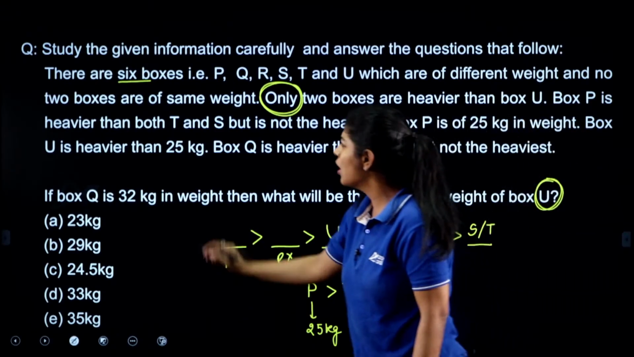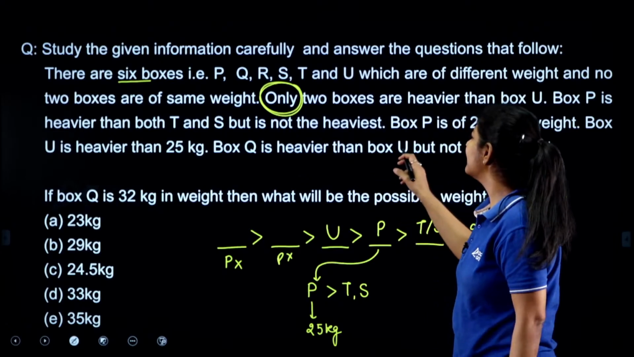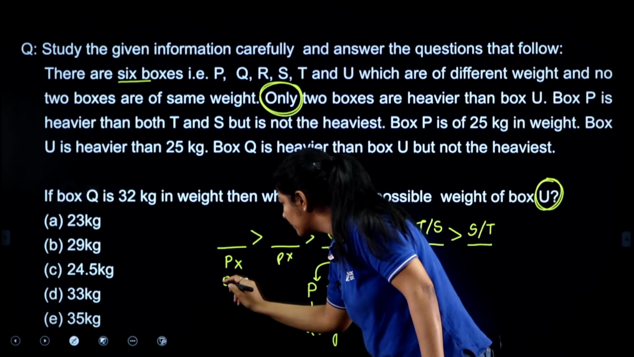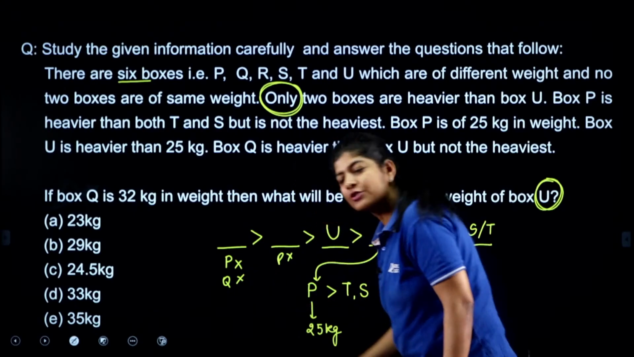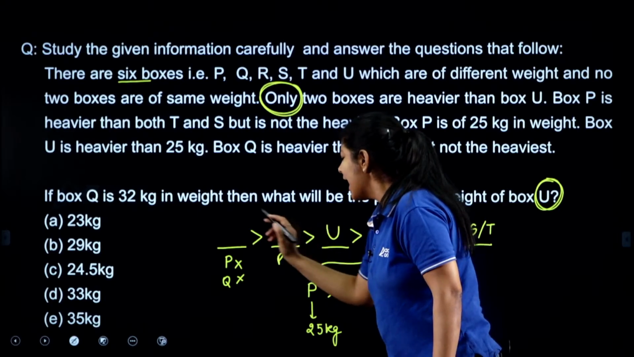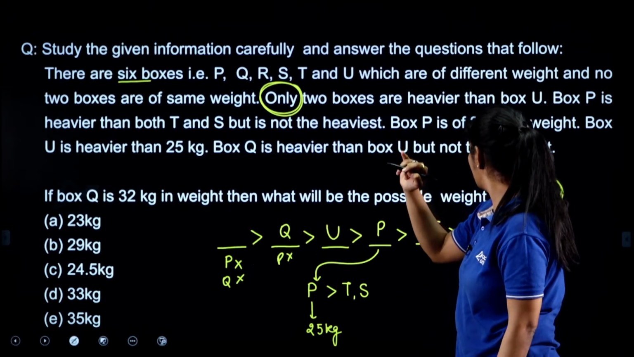Next, box Q is heavier than box U but not the heaviest. That means we can't put Q over here also. So we are only left with one space, that is this one, and here we are left with one, that is R.